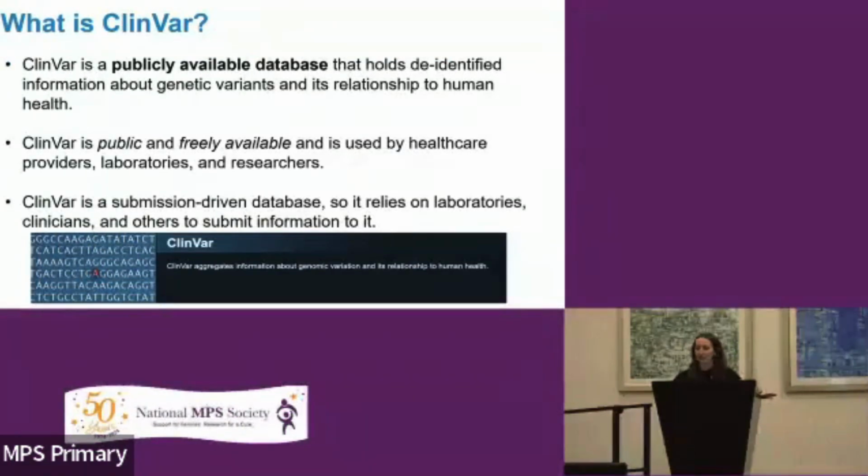ClinVar is a publicly available database that holds de-identified information about genetics, variants, and its relationship to human health. ClinVar is public and freely available. It is a major resource for healthcare providers, laboratories, and researchers who are caring for patients, performing tests, and researching genetic conditions. The database is submission-driven, meaning that it relies on users, on the labs, clinicians, and others to share data. This is really how we pool our resources and knowledge in an effort to advance our understanding of genetics and health.